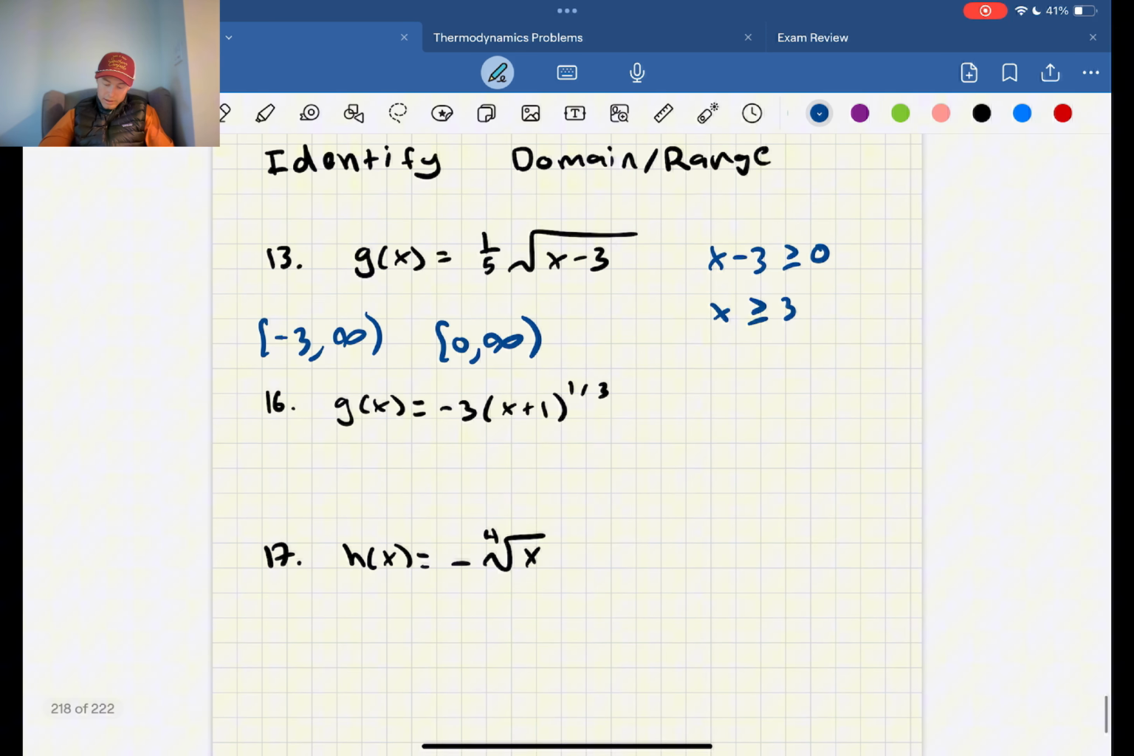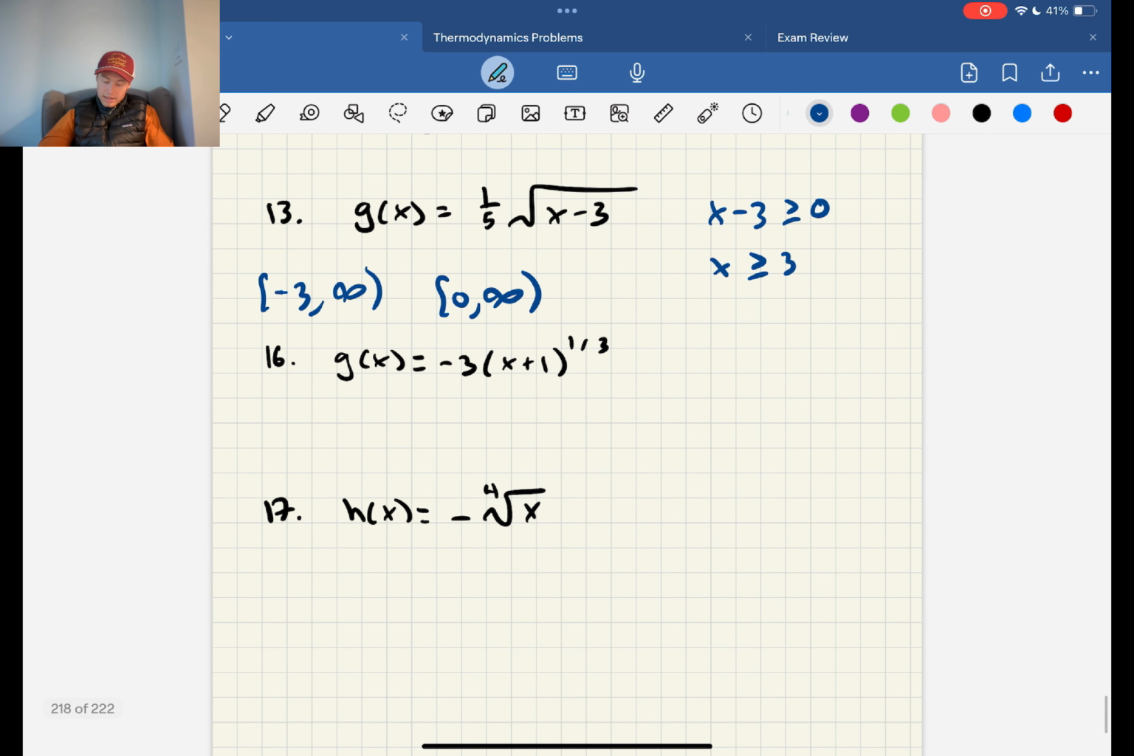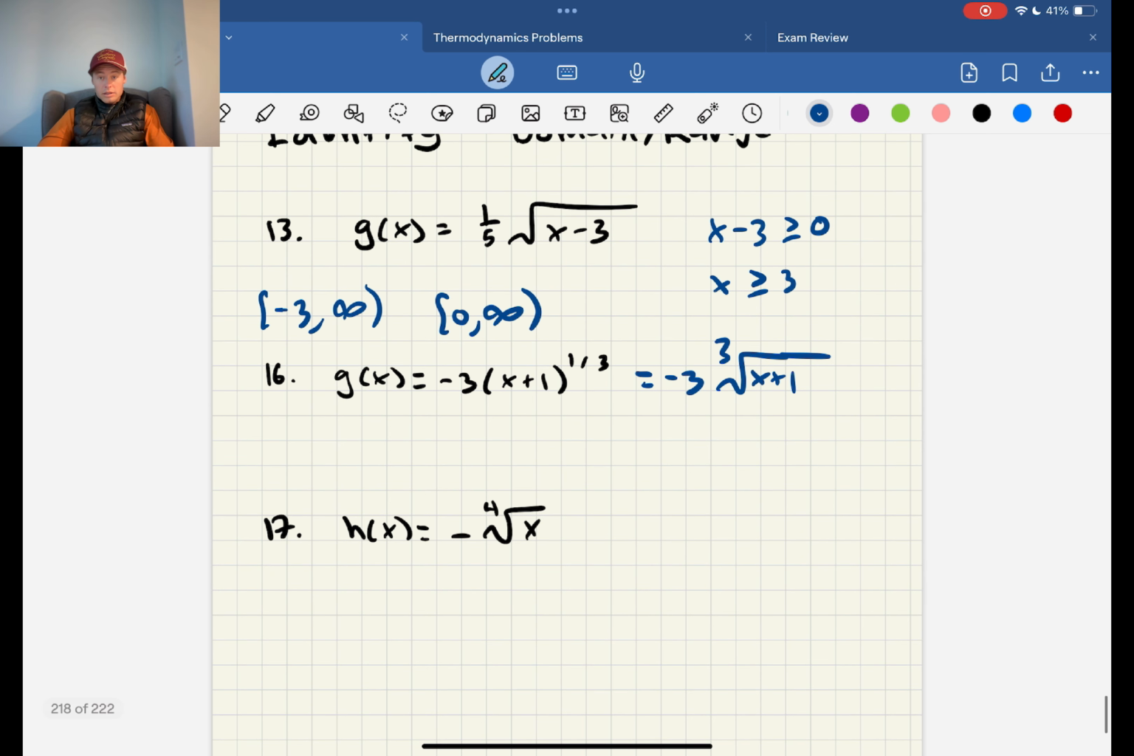Great. This next one, negative 3 times x plus 1 to the 1/3. Remember, you can rewrite that as negative 3 times the cube root of x plus 1. All we're doing is taking our cube root function, shifting it 1 unit to the left, reflecting it across the x-axis. That's what this negative out front does. And then vertically stretching it by a factor of 3. That's what this 3 does. Okay, but that doesn't do anything to the domain and the range, right?